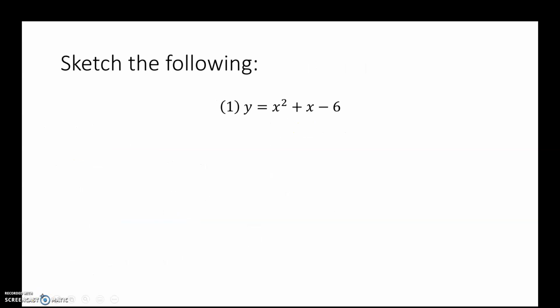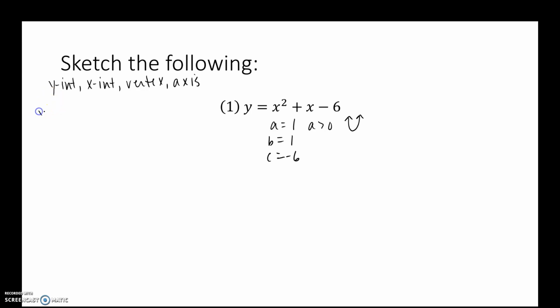Now let's put it all together. So sketch the following. Okay, so what are all the things that we have talked about? We've talked about the y-intercept, the x-intercept. Now we can find the vertex and the axis of symmetry. All right, so when I look at this, a is equal to 1, b is equal to 1, c is equal to -6. Now right from here, my a value is a positive number, so I know that my parabola has to open up. Okay, so there's certain things that we already know about the quadratic and what the graph should look like that our math needs to support.